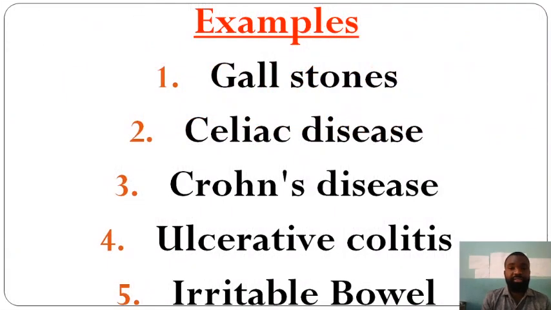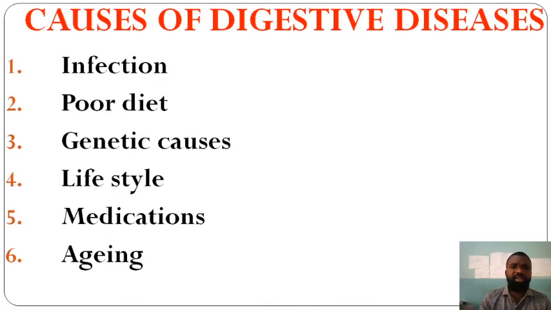Some of the examples are gallstones, celiac disease, Crohn's disease, ulcerative colitis, irritable bowel. These are some of the diseases that affect the digestive system. Once one has any of these digestive diseases, digestion becomes difficult for that person. So this is your assignment: go and discuss this, write on this, and get back to me on my WhatsApp number. Now let's continue the lecture.